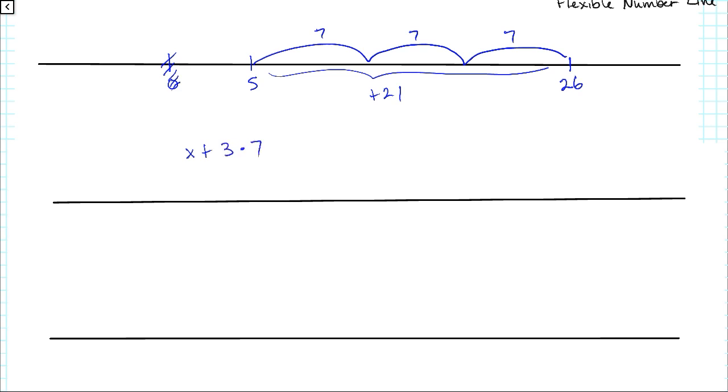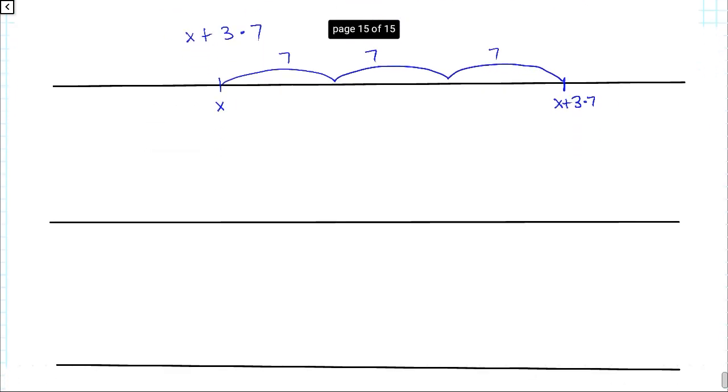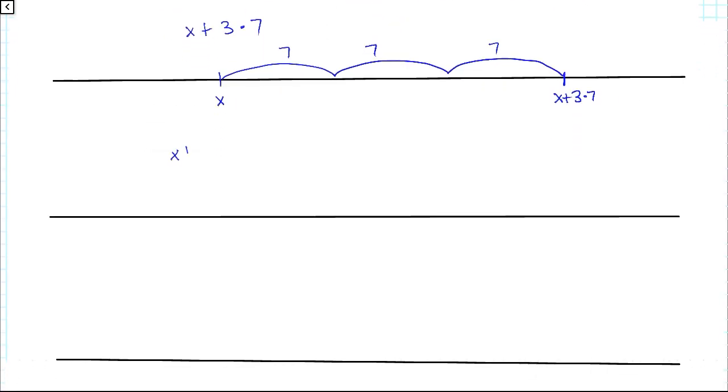Well, wherever x is, I don't know where this x is on the number line. This is where I'm not going to put a 0. But x plus 3 times 7 is the same. It's like adding 3 copies of 7 to x. So this is going to be x plus 3 times 7. And maybe I'm going to use this to try, what if x plus 3 times 7 is equal to 54? So that says I start with an x, I add 3 copies of 7, and I end up at 54.